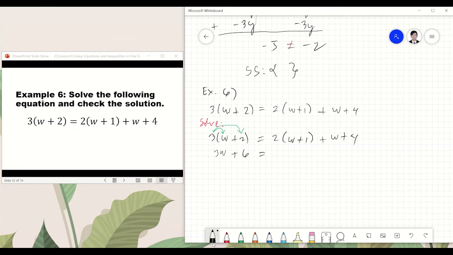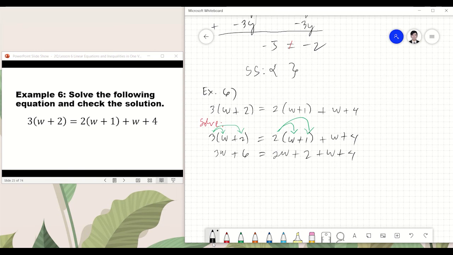3 times w, 3w. 3 times 2, 6. O, diba, ito yung module 4 naman natin. So, it's a combination of everything that you know ever since first quarter. So, 3 times w is 3w, 3 times 2 is 6. Dito naman sa right side, meron tayong 2 times the quantity of w plus 1. So, i-distribute natin yung 2 natin to w at yung 2 natin to 1. 2 times w, 2w. 2 times 1, 2.